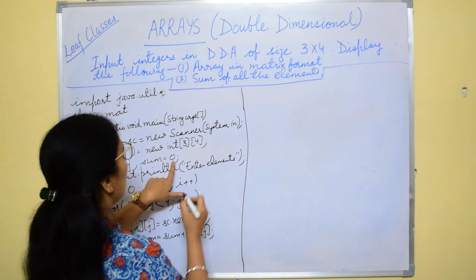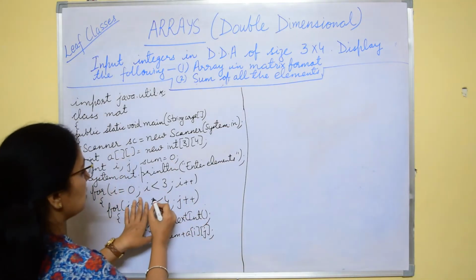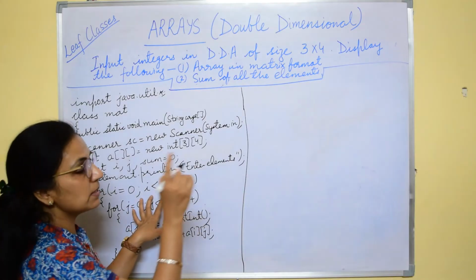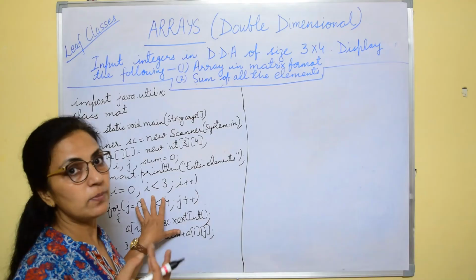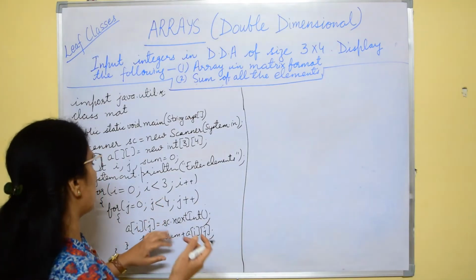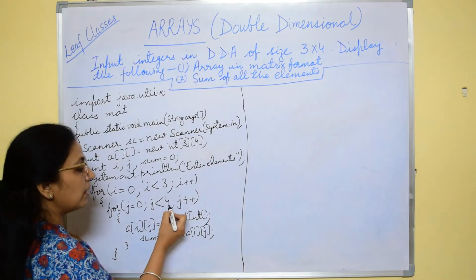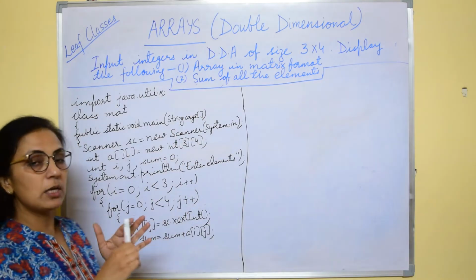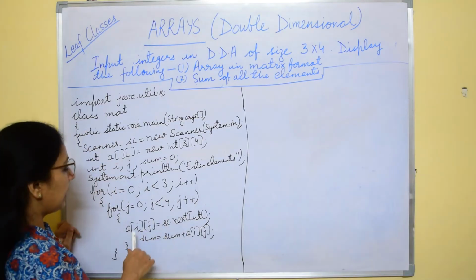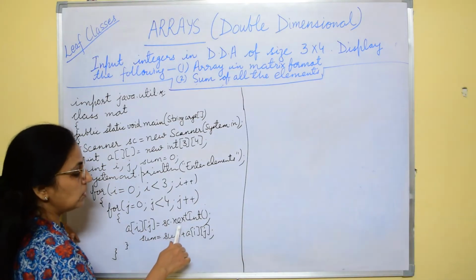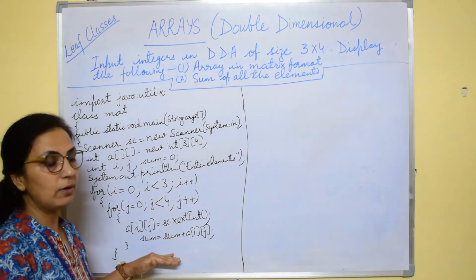After this you will input the elements: i equals to 0, i less than 3. How many rows are there? 3. So this will go from 0, 1, 2, 3 times. Then we are taking j equals to 0, j less than 4. 4 columns, 0, 1, 2, 3. 4 times it will be executed. Then a[i][j] equals to sc.nextInt to input 1 by 1 value.